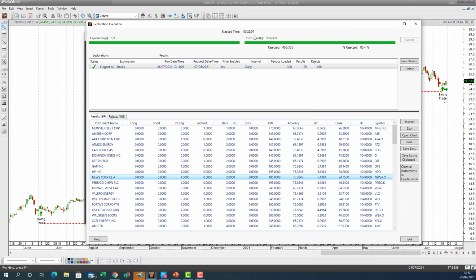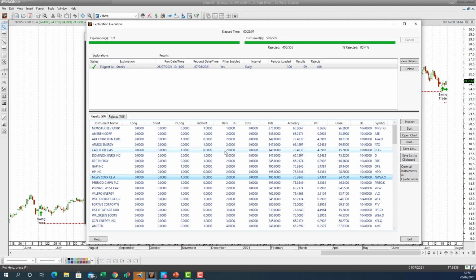And we're back. 22 minutes later, the AI has done its screen. There's 406 rejects, and 99 trades where the AI is either in a long or in a short. If there's a 1 in this column, it tells you the AI is long in that position, and if there's a 1 in that column, the AI is short.